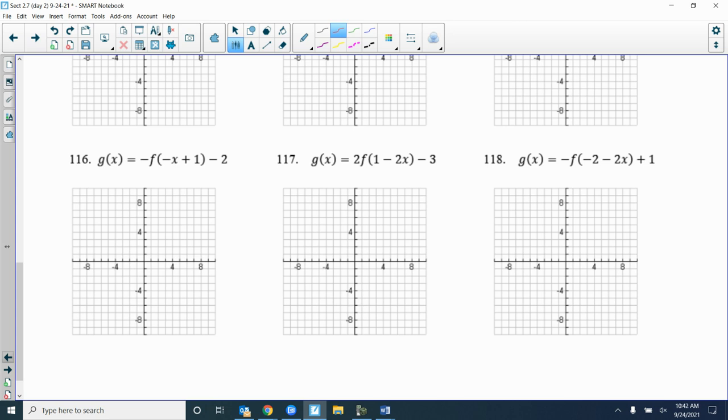Okay, what does this negative do? Reflects it over the y-axis, and then this one reflects it over the x-axis. Which one do you do first? It doesn't matter in terms of the two reflections. You can do y-axis then x-axis, or x-axis then y-axis. It takes you to the same spot. +1 moves it up 1. Oh, this is all right.